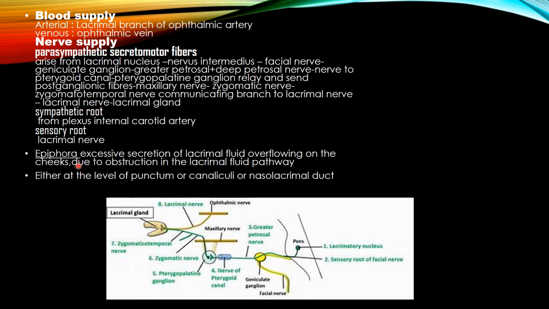Epiphora is the excessive secretion of the lacrimal fluid overflowing onto the cheeks due to the obstruction in the lacrimal fluid pathway, either at the level of punctum or canaliculi or the nasolacrimal duct.